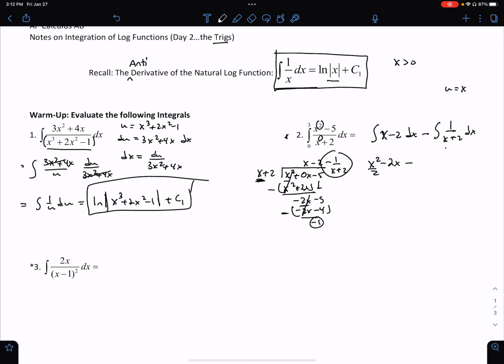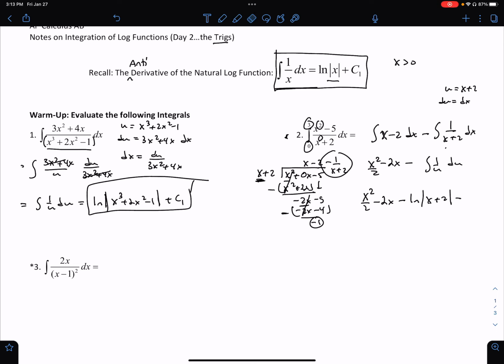We let u be x plus 2. Our du is just dx. So this becomes minus 1 over u du. Now notice we do have bounds on this one, but I haven't talked about them yet. We'll come back to that in a second. So here we get x squared over 2 minus 2x minus, this is our rule, natural log, and go ahead and put your u back in. It's just x plus 2.